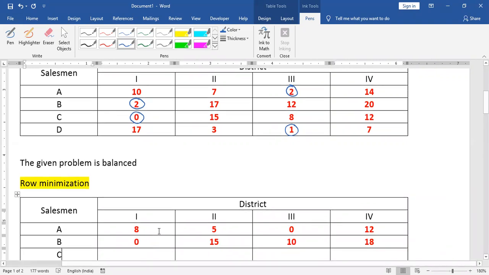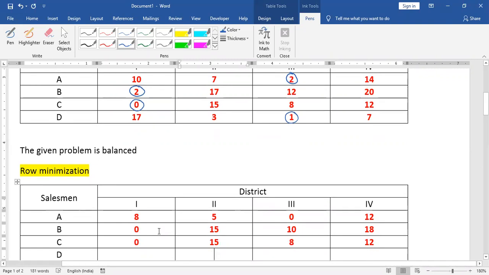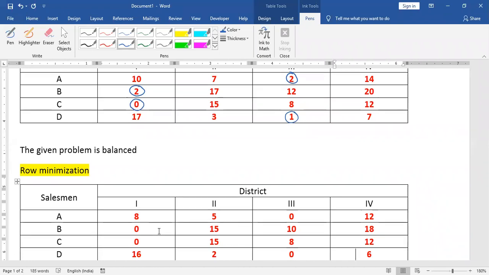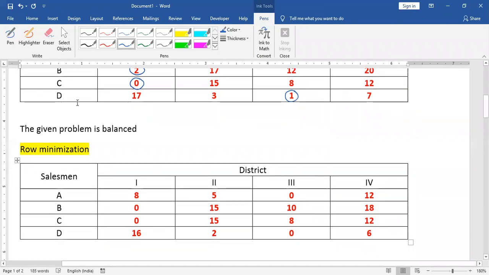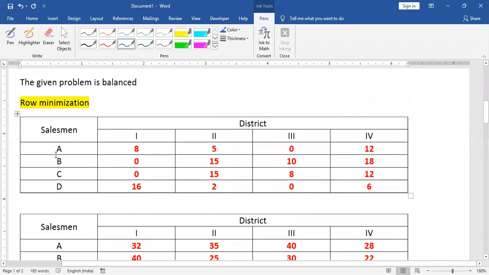Now the third row. The third row minimum value is 0. That means this row will remain as it is because the minimum value is 0. For the fourth row, that is D, the minimum value is 1. So 17 minus 1 is 16. 3 minus 1 is 2. 1 minus 1 is 0. 7 minus 1 is 6. So we applied row minimization.